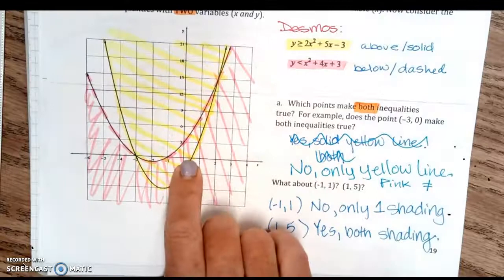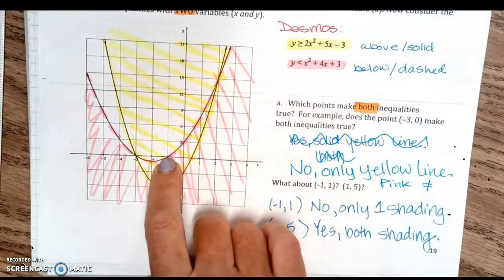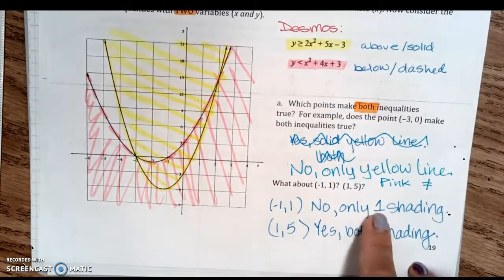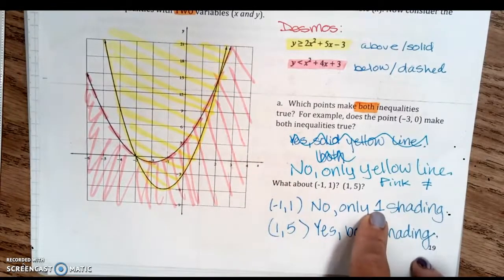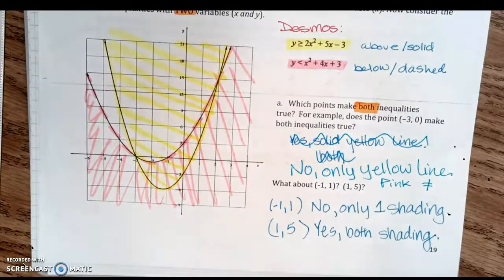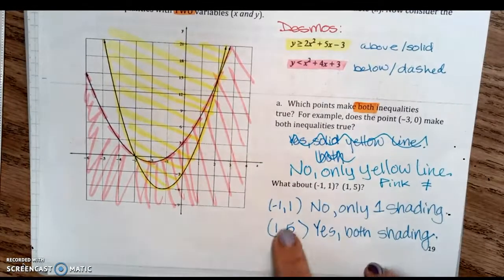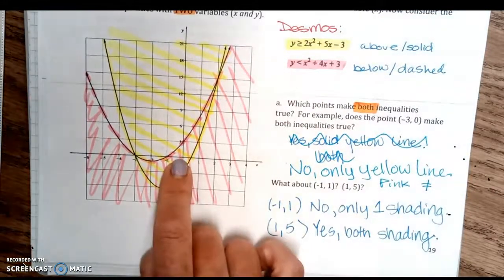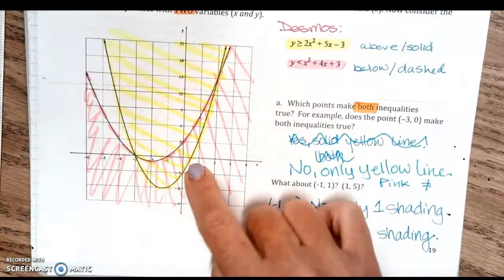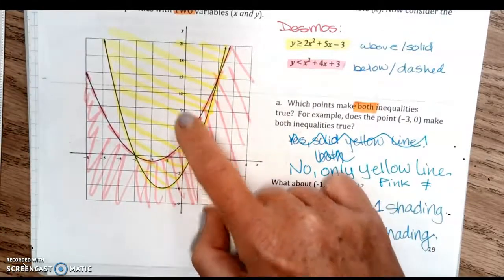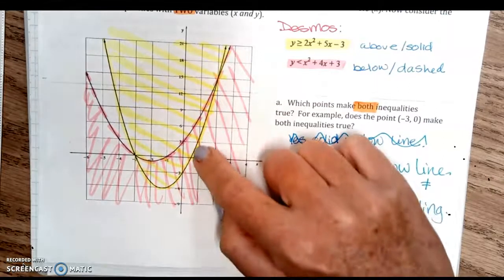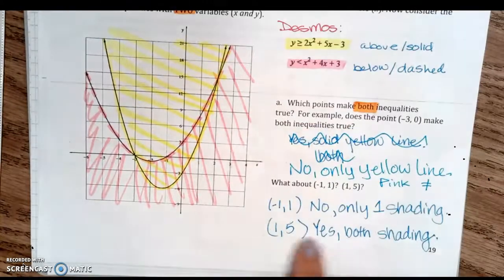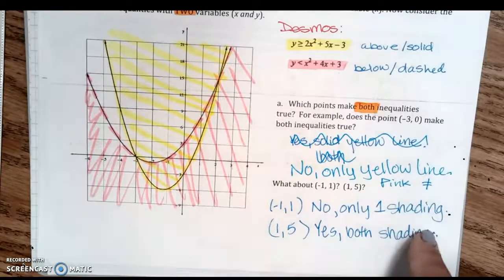Then it asks, what about the point -1, +1? So from the origin, you go 1 to the left and up 1, and it's only yellow. So it only has one shading. So that's definitely not in the overlapped area. And then the last point they have us check is 1, 5. So starting from the origin, you go 1 to the left, and then notice it's scaled, 3, 6, 9, whatever. Okay, so you go up a little more than halfway between 3 and 6. And that one is, yes, it's in both shadings.